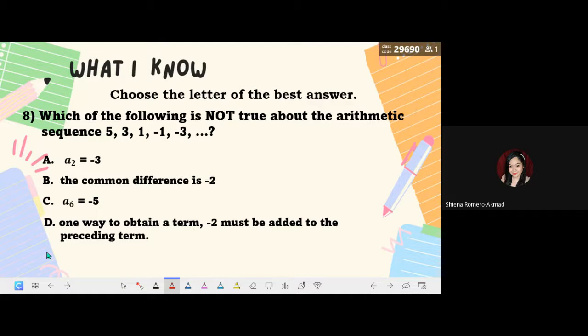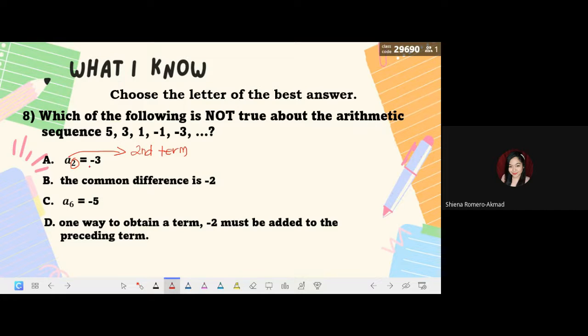Ano ba ibig sabihin, Mark, ng A sub 2? Kasi po sa binigay na sequence, positive 3 po yung nakalagay sa A sub 2. Okay. So, ano ba ibig sabihin ng A sub 2? Para dun lang sa mga hindi alam. Mark, A sub 2 means? Yung pagkakasunod po ng sequence. Pagkakasunod-sunod. Pang ilan siya? Pangalawa po. Or we call it second term. Kung may nakita kayong subscript dito, that pertains sa kung pang ilan yung term.